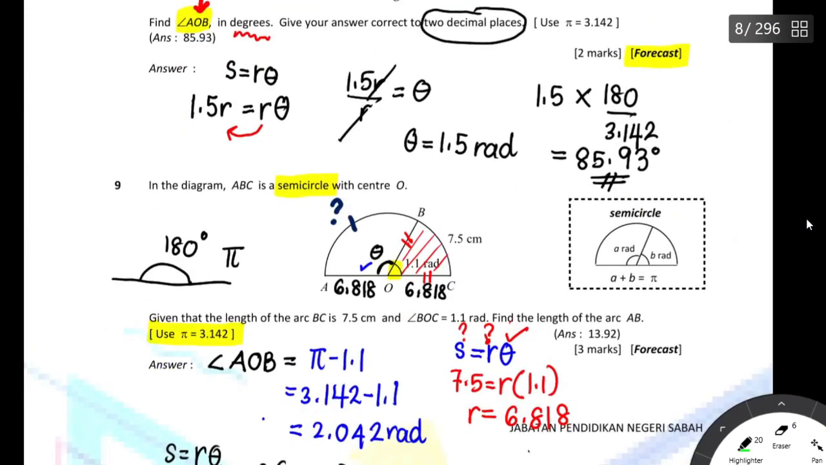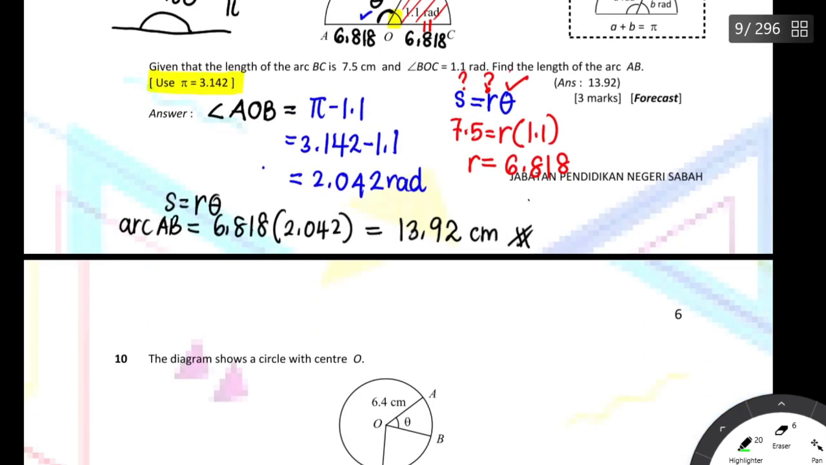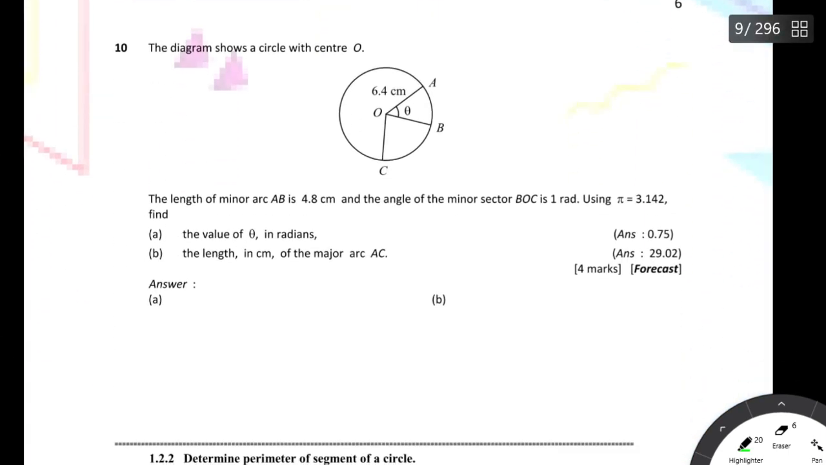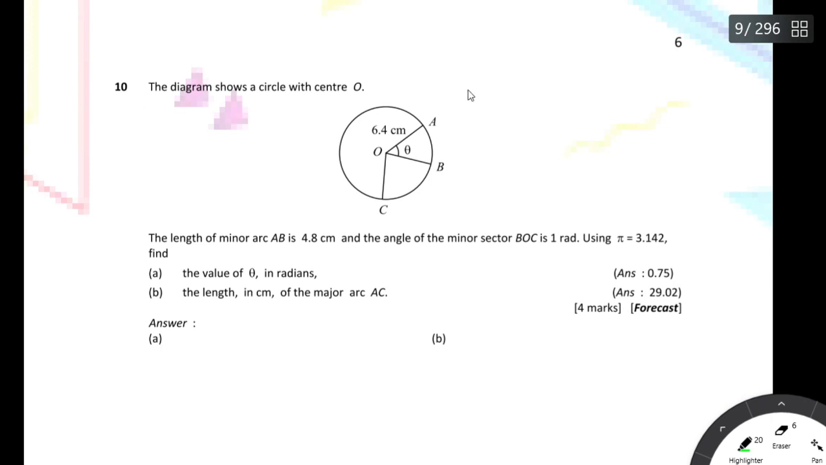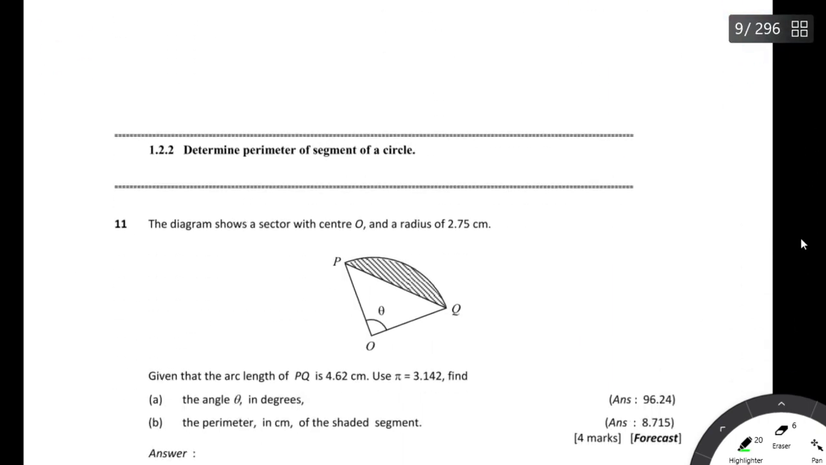So this is how you tackle it using all the concepts you learn. Okay, so this one is done. You guys can try out question 10. Give it a try, see how it goes. Apply the concept. All right, now let's go to question 11.